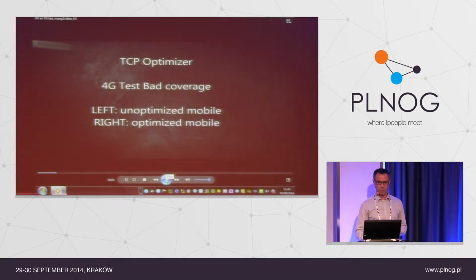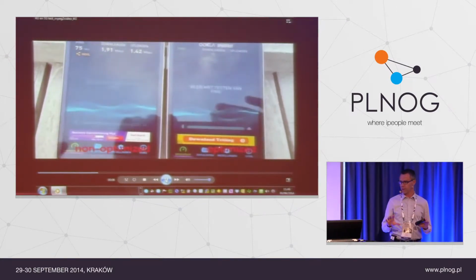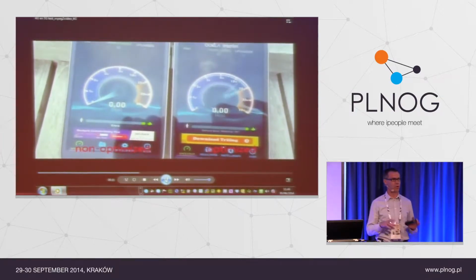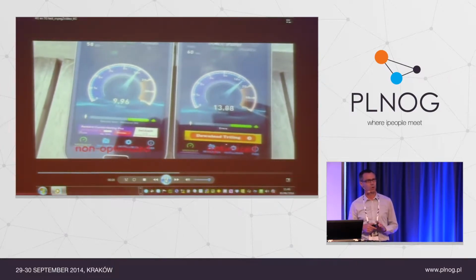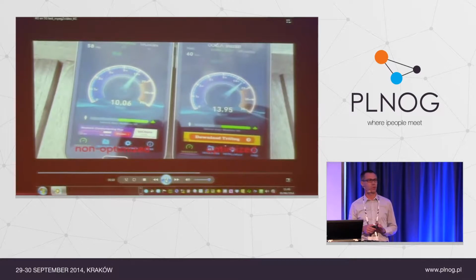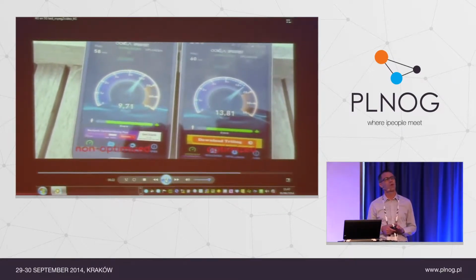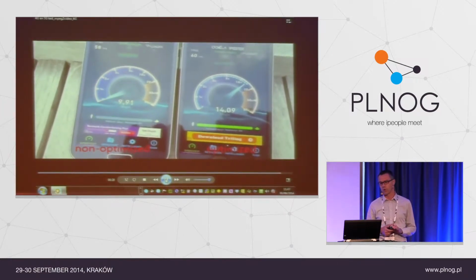So this is a test where we showed on a 4G network, LTE, in a relatively bad coverage area, what the results could be from TCP optimization. On the left-hand side, you see two of the same mobile devices, Samsung devices, connected to the same network, same eNode B, same radio network, everything the same. The only difference is the right one is connected through a TCP optimizer from F5 Networks, whereas the left mobile device is just going straight to the mobile network, just like their network runs today.